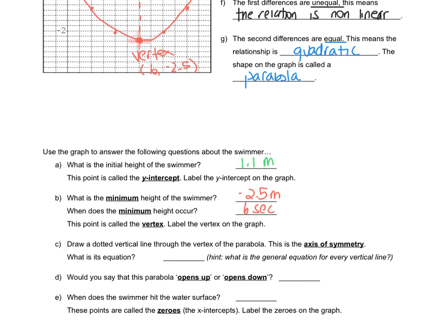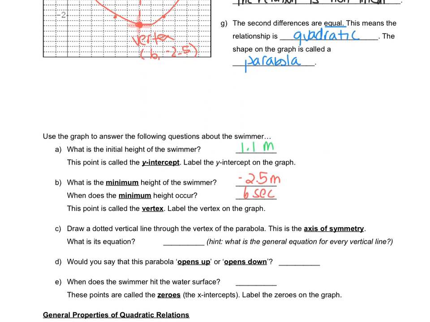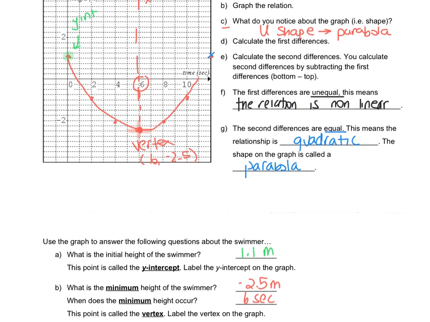Let's move on. Draw a dotted vertical line through the vertex of the parabola. This is called the axis of symmetry. What is its equation? So I already drew that vertical line here. And this line just cuts your parabola in half, and it's symmetrical on each side. And because it's a vertical line, the equation is x equals something. And that x value is 6. So that is your axis of symmetry. X equals 6. Now, would you say that this parabola opens up or down? So if we look at it, we see that the opening is at the top, so it's opening up.